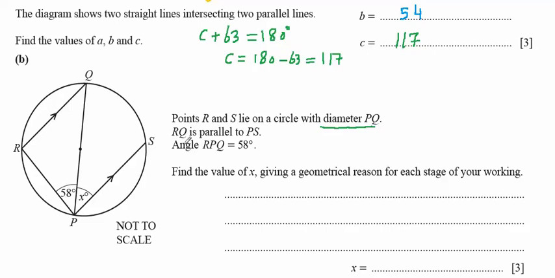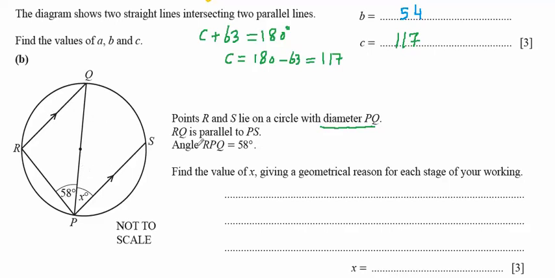Okay, so let's see the question. They are saying RQ is parallel to PS. They also make the arrows to show that these two are parallel. So it means we can also use the previous part properties, alternate angle, corresponding angle, and the co-interior angle properties here.